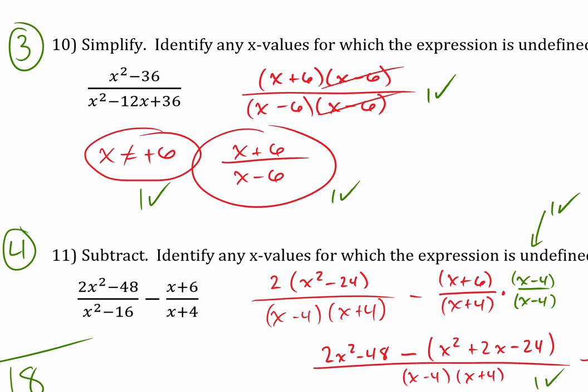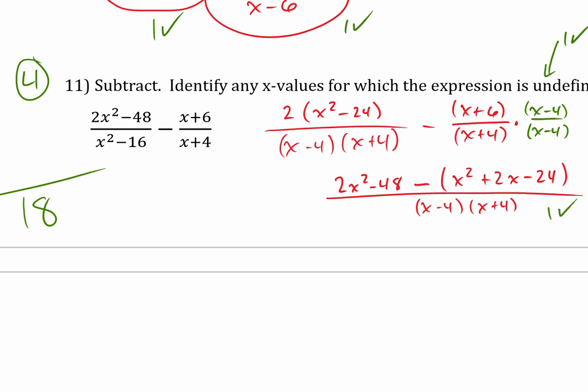Number 4. Okay, so number 4, first of all, I factored that. And then I realized, I'm sorry, number 11. Then I realized that I needed an x minus 4 over on this one. So you can see in green, I'm introducing the x minus 4 over x minus 4.